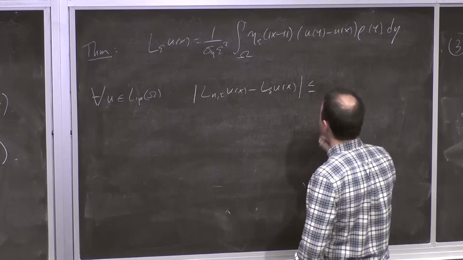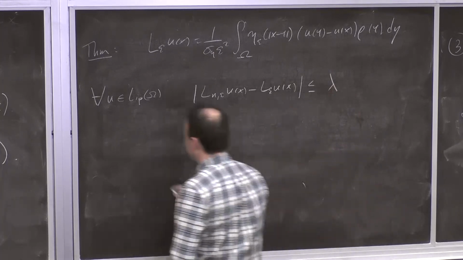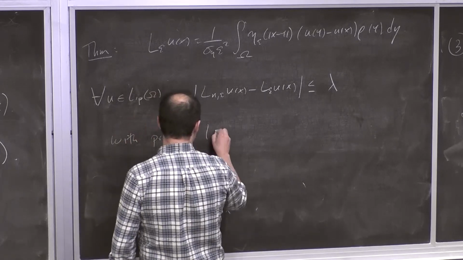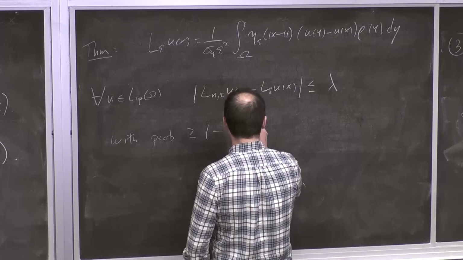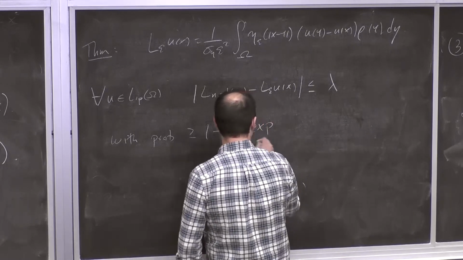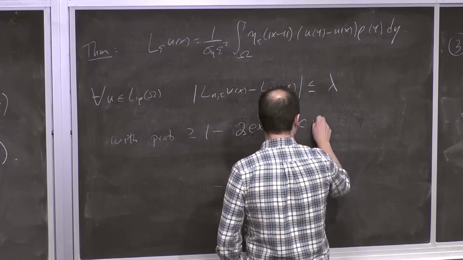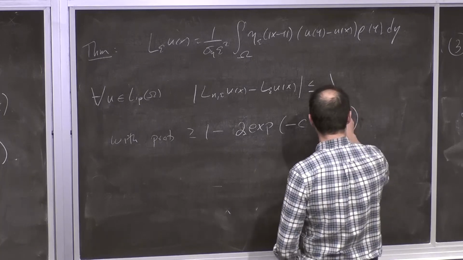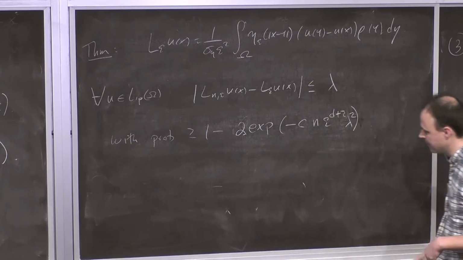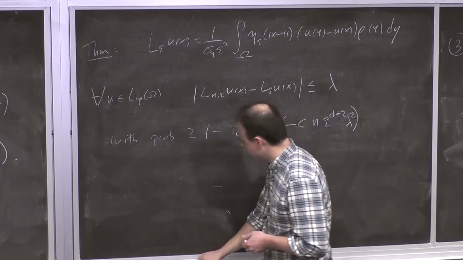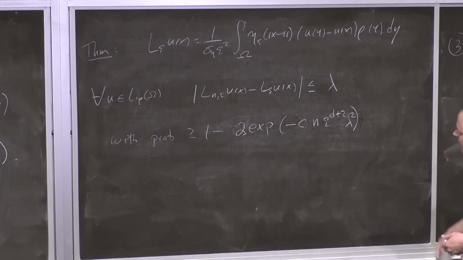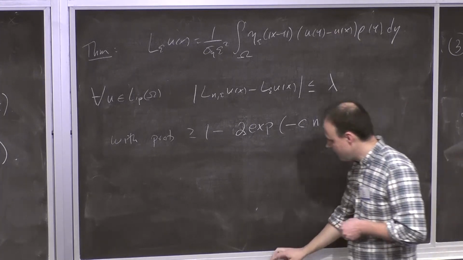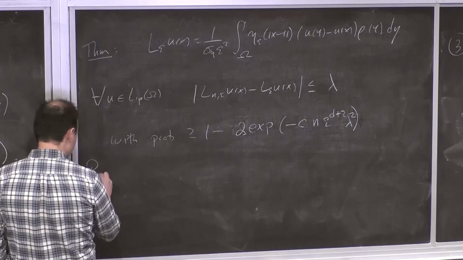So less than or equal to essentially lambda with probability greater than 1 minus a constant exponential. Actually, it would just be 2 here, let's say, minus a constant and epsilon to the d lambda squared, d plus 2. So in all these kinds of results, you pass from discrete to non-local, and then you Taylor expand, pass from non-local to local. Right? So the proof of this is an application of Bernstein.